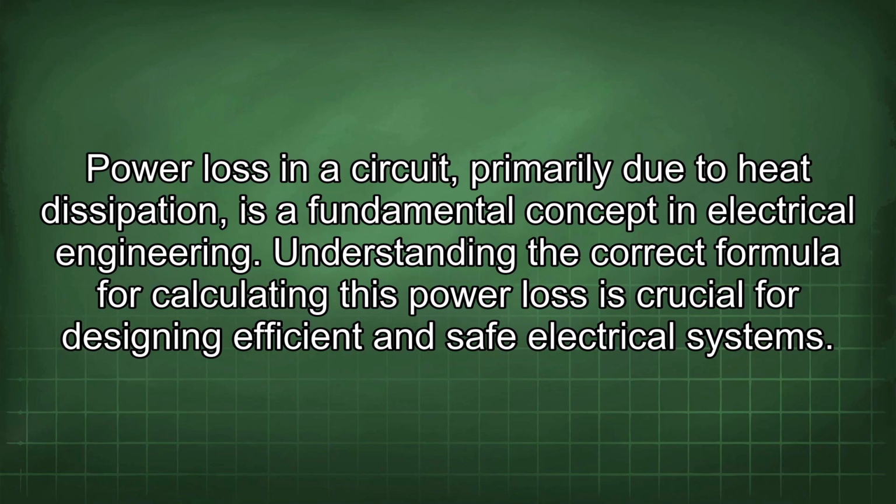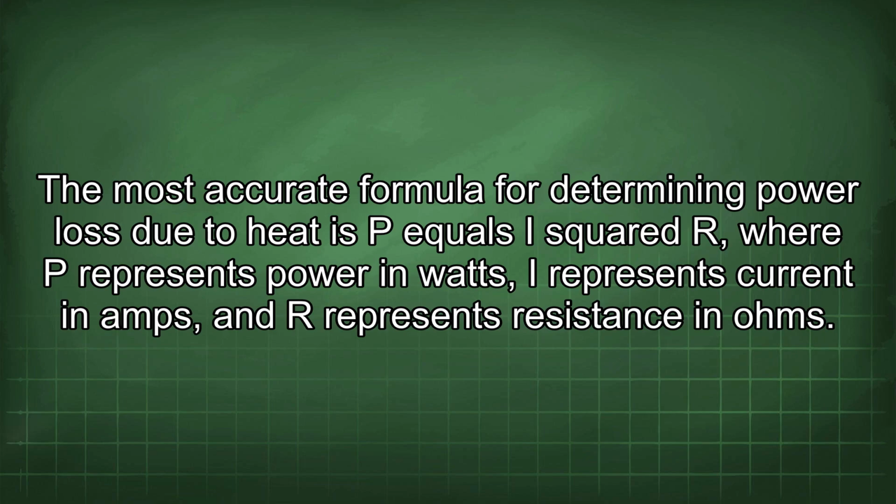Power loss in a circuit, primarily due to heat dissipation, is a fundamental concept in electrical engineering. Understanding the correct formula for calculating this power loss is crucial for designing efficient and safe electrical systems. The most accurate formula for determining power loss due to heat is P equals I squared R, where P represents power in watts, I represents current in amps, and R represents resistance in ohms.